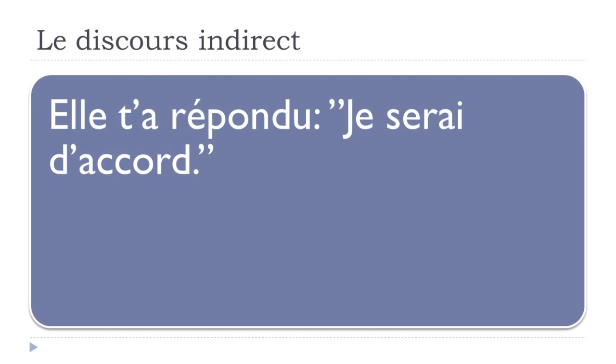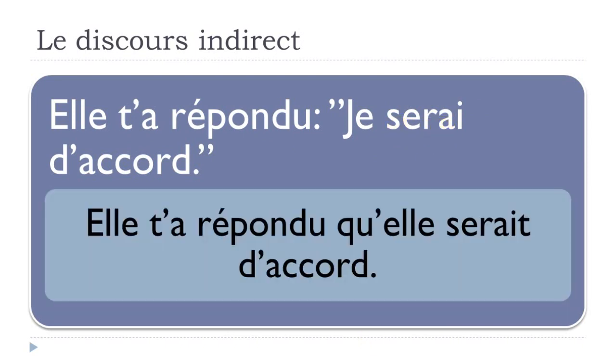Elle t'a répondu, je serai d'accord, okay? So we do agree that, well, it's still the same here, passé composé, and in the second part here, je serai, so it's still the verb to be, but then remember, it's the futur form, okay, this futur simple. Je serai d'accord. And so it will become, elle t'a répondu qu'elle serait d'accord, okay? They look quite similar, but keep in mind that this form here is the conditionnel présent form, okay? Elle t'a répondu qu'elle serait d'accord.